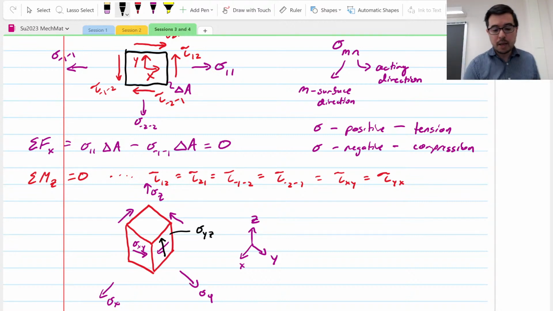All right, and then for equilibrium, again, in this direction, it's hard to draw these, but there's one there, there's one under there as well.